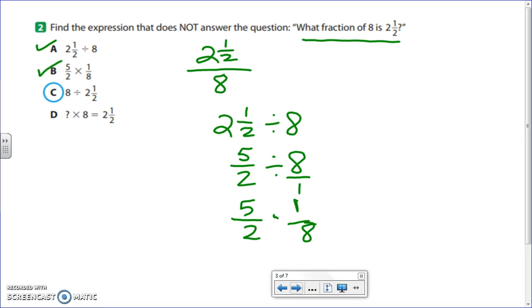Or we could say, okay, so now 8 divided by 2 1/2, obviously the order is flipped in this one. Order reversed, we'll say that, in that one. And then something times 8 that equals 2 1/2, that is literally how division works. A number times 8 that should equal 2 1/2. So that one's okay as well.